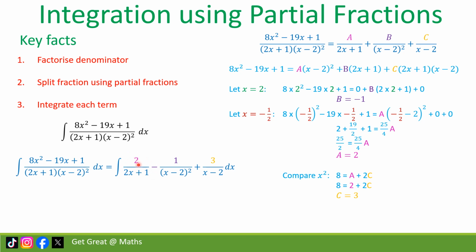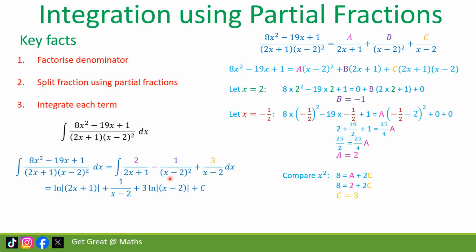Now I've got 1 over a function, so this is going to be an ln term, same for the last term. But this middle term is the same as minus (x minus 2) all to the power of minus 2. So I need to add 1 to the power, divide by the new power of this middle term to be able to integrate this. So the first term will give me 2 lots of ln of 2x plus 1, but then I have to divide by the differential of this 2x, which is divided by 2. So those 2's will cancel out of the numerator, just leaving you with 1.